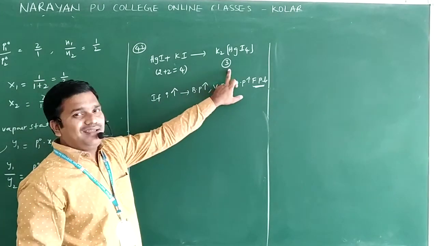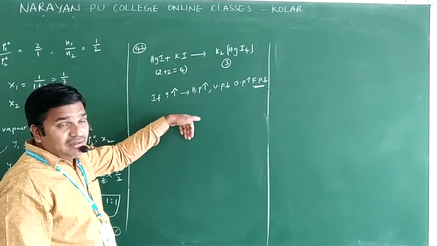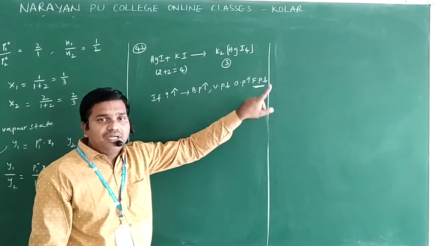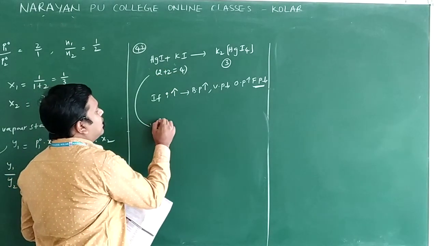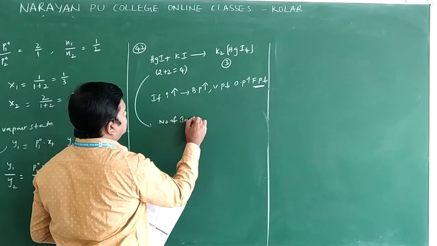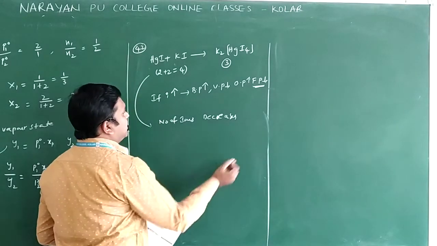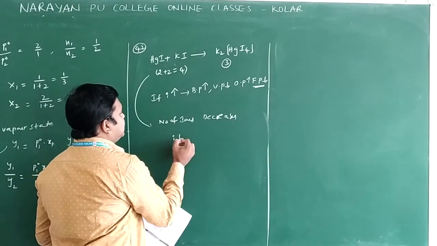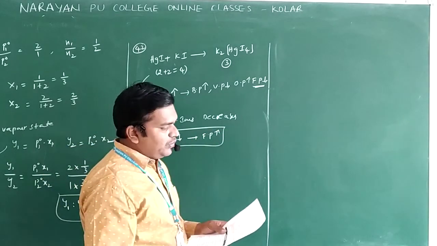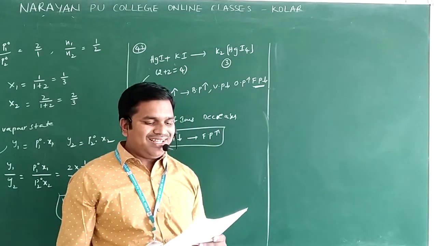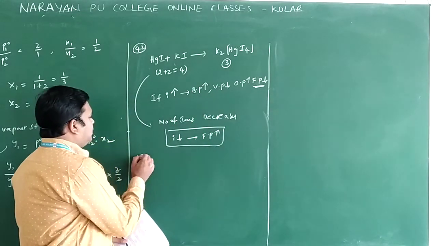Generally you can say if i increases, freezing point decreases. But what about i here? Increase or decrease? The number of ions decreases, so the i value decreases. So what is the freezing point? The freezing point increases. In this question, the number of ions decreases, i decreases, and the freezing point increases. Clear? Now we can see the second option, the freezing point is raised. The freezing point of the solution is raised. So that is question number 42.